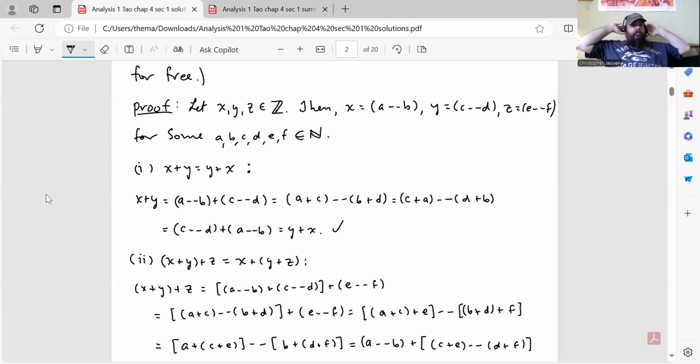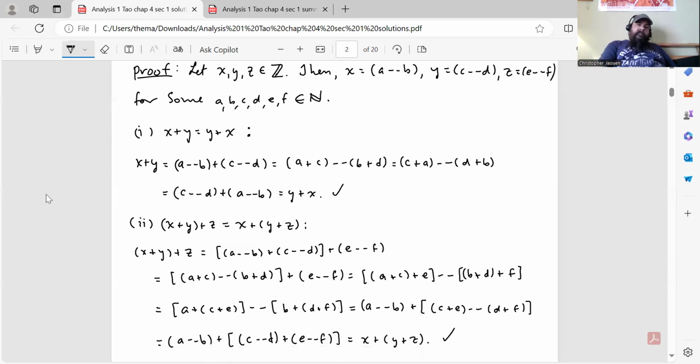So let x, y, z be integers, then x is equal to a--b, y is c--d, and z is e--f for some a, b, c, d, e, f in the natural numbers. So let's show that addition is commutative first. So look at x plus y, that's equal to a--b plus c--d, which by definition of addition is (a plus c)--(b plus d). And by commutativity of natural numbers, that's the same thing as (c plus a)--(d plus b), which is equal to c--d plus a--b, again by the definition of addition, which is equal to y plus x. Therefore, x plus y equals y plus x for any integers x and y.